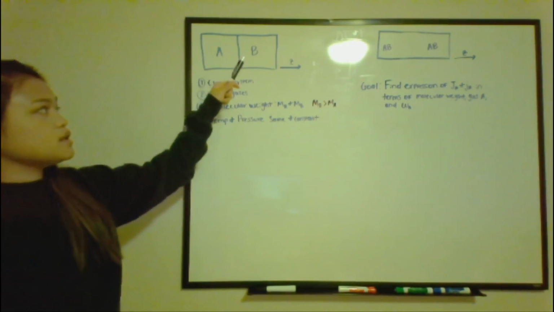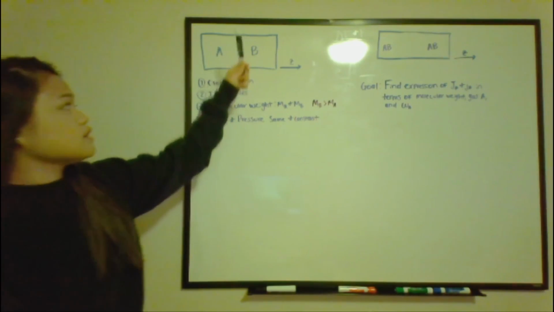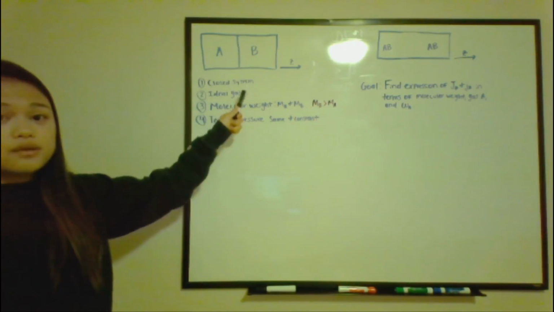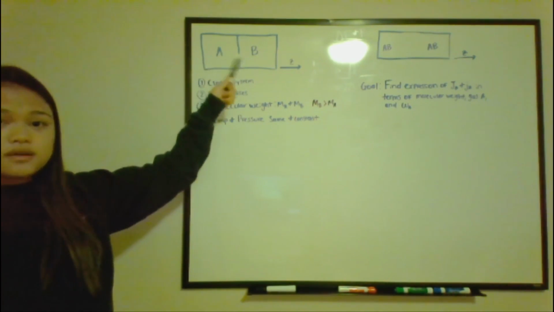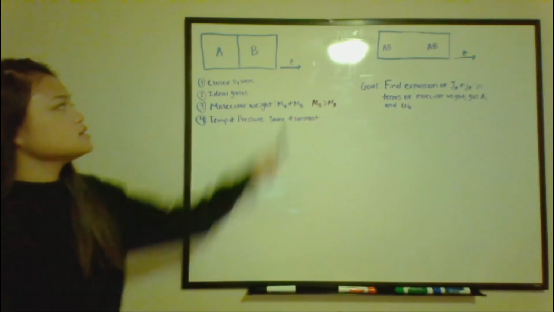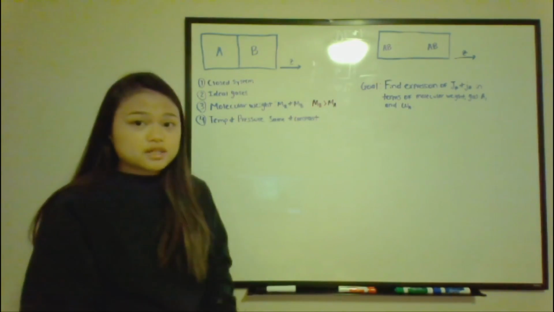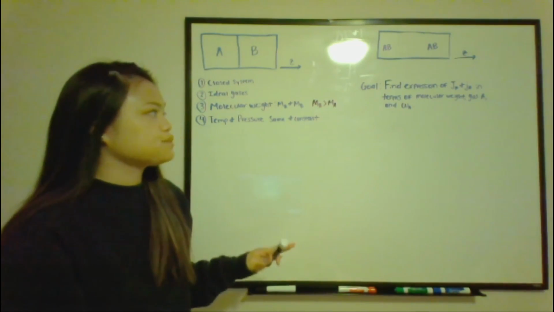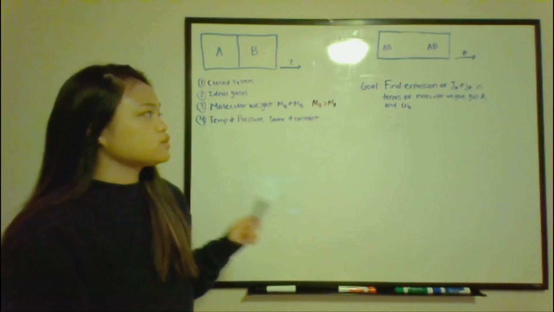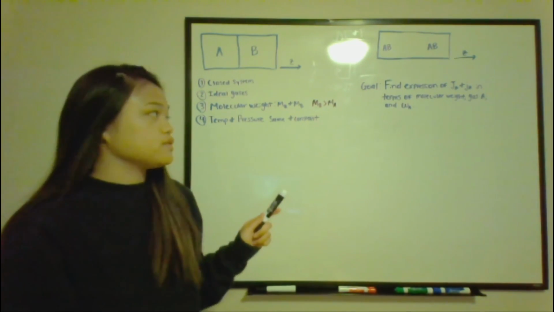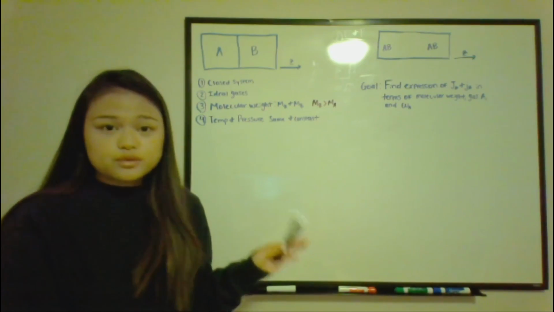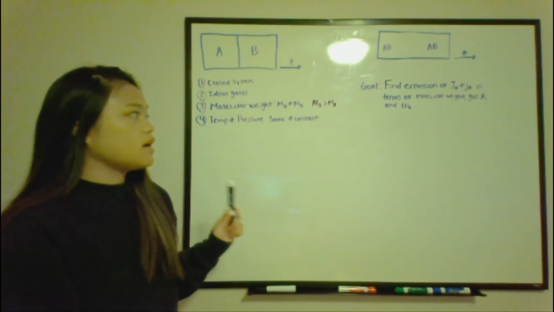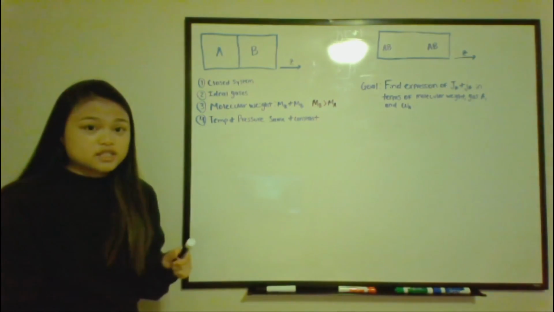So species A and B are in this capillary tube, and there is a divider down the middle, so they're equal volumes for both sides. And then this is going to be the positive z direction. Now the goal of this problem is to find an expression of the molar diffusive flux and the mass diffusive flux in terms of molecular weight, gas A, and the mass fraction.